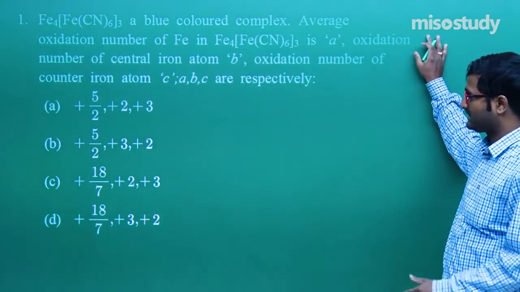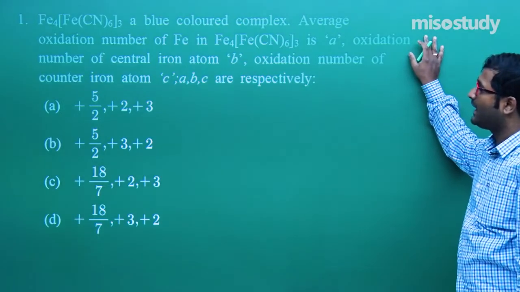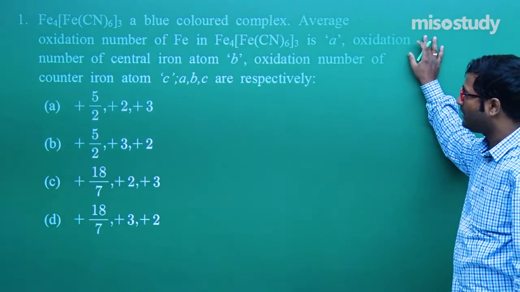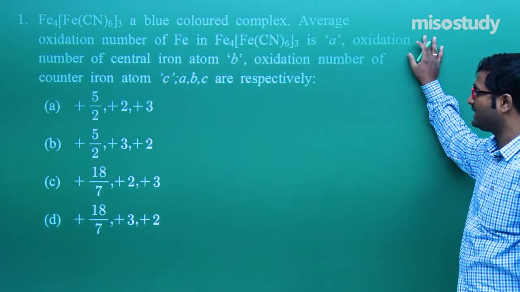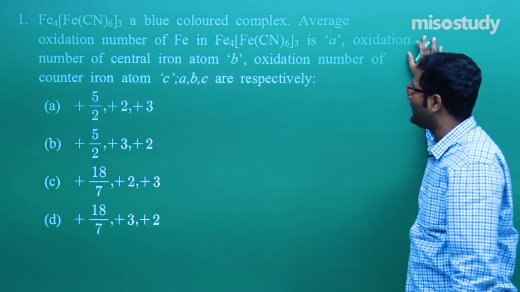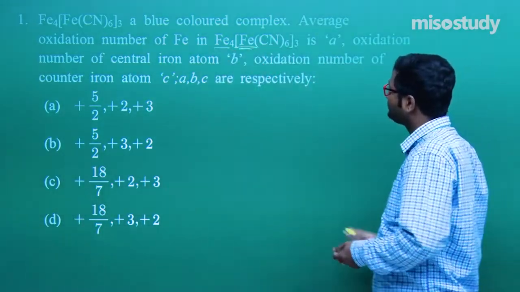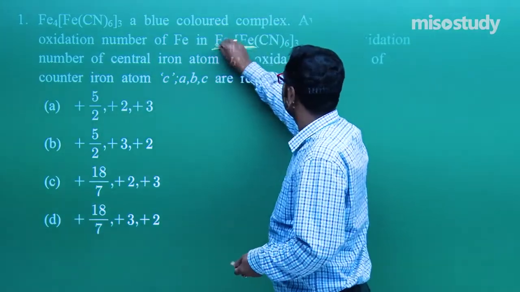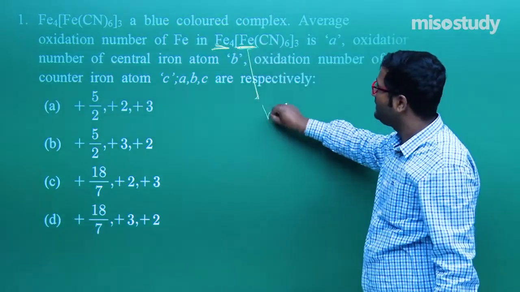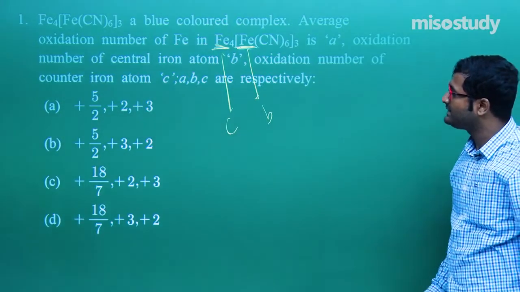A blue colored complex, Fe4[Fe(CN)6]3. In this blue colored complex, the average oxidation number of Fe is A, okay. The oxidation number of the central iron atom is B, and the oxidation number of the counter iron atom is C. This one is central and this one is counter, that is, this one is B and this one is C. We have to find out the values of A, B, C respectively.